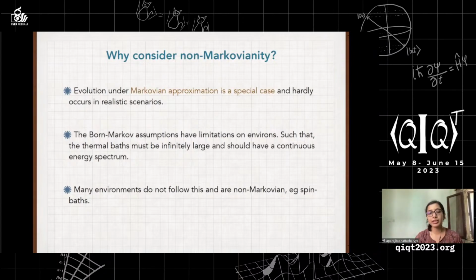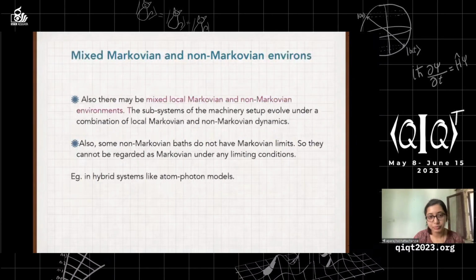The Born-Markov assumptions place limitations on the environment, such that the thermal baths must be infinitely large and should have a continuous energy spectrum. However, many environments do not follow this and are non-Markovian, for example, a spin bath. So non-Markovian environments are more realistic, because Markovianity occurs under very restrictive conditions and various specifications. And non-Markovianity is a more general and more realistic scenario.